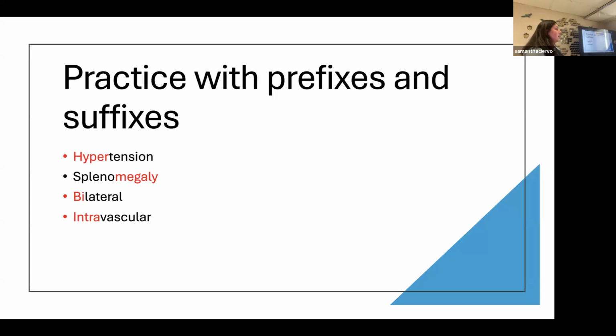Both. Bilateral would be like if both your arms had something going on or both your legs. Bilateral. Okay. Intravascular. Does anyone want to tell me what intravascular means?